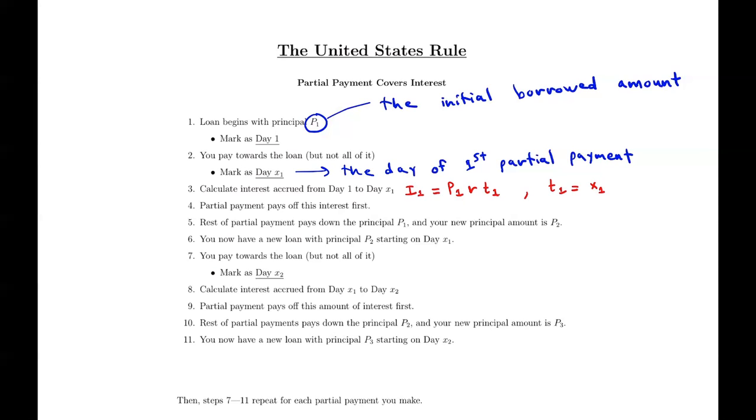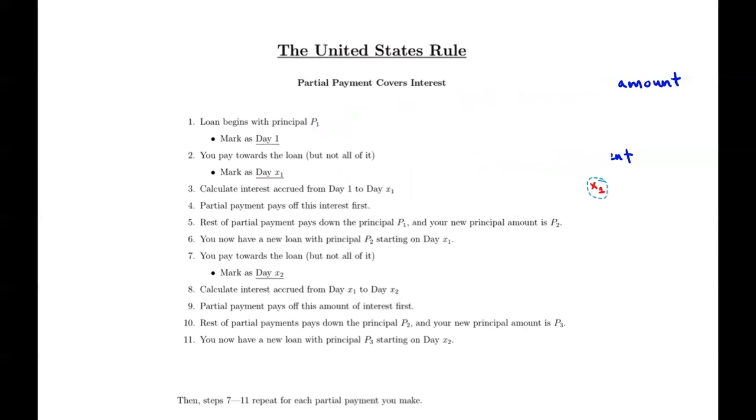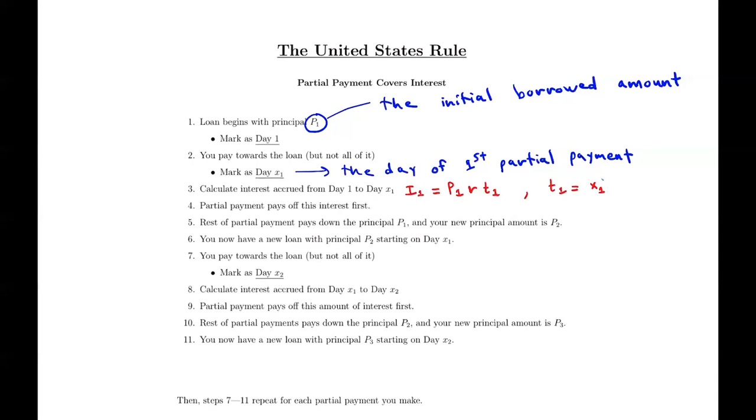We want to remind ourselves that we actually like to have our time be in terms of years. So I'm going to say X1, which is in days typically, I'm going to divide it by 365. So again, there's going to be a lot of formulas here. Don't worry too much about just memorizing the formulas. Really, have a sense for the idea of what's actually going on here, in a step-by-step sense. It's great. So we've calculated this interest.